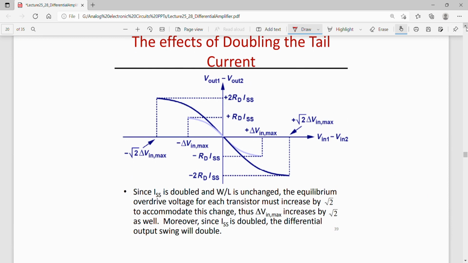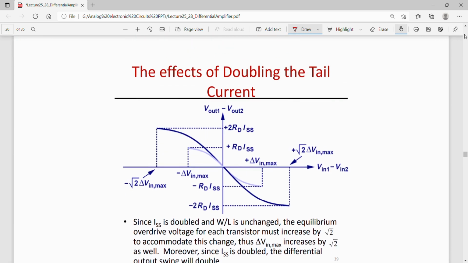Now what happens if the tail current is doubled? Okay. So if the tail current is doubled, that is, instead of ISS now I have 2 ISS, that would mean each transistor will draw ISS, right. So for drawing this current, which is nearly double of what it was drawing earlier, my VGS minus VT, that is the overdrive voltage, should also increase, okay.